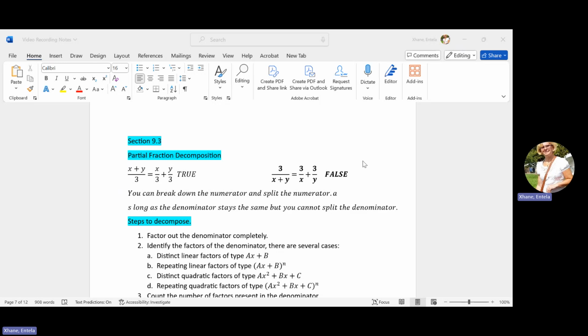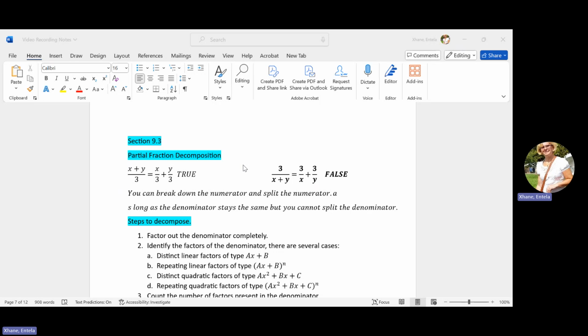Now, what is not true is the other statement that is next to it. Notice now that the 3 goes on the top, and the x plus y, the sum of the two terms, belongs to the denominator. You cannot write this as 3 over x plus 3 over y. So splitting the terms of the denominator is a process that you're not allowed to do. You can separate the terms of the numerator as long as the denominator stays the same. That's the statement. So this expression is a false expression.